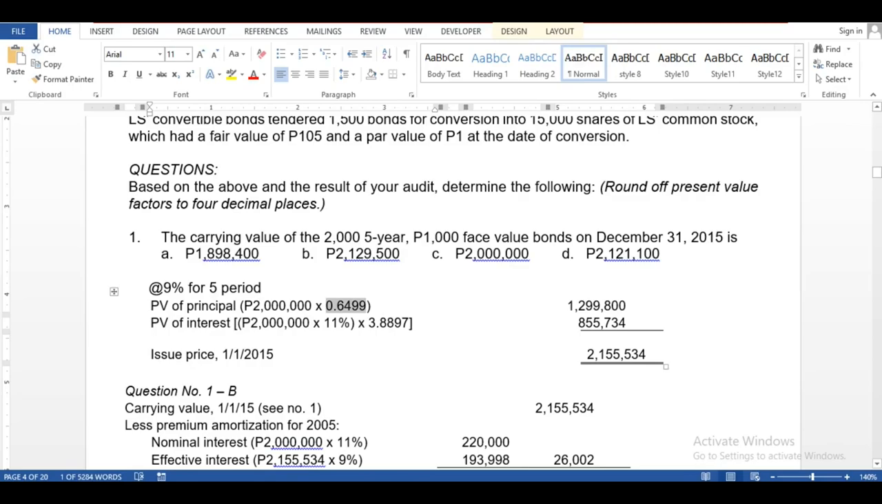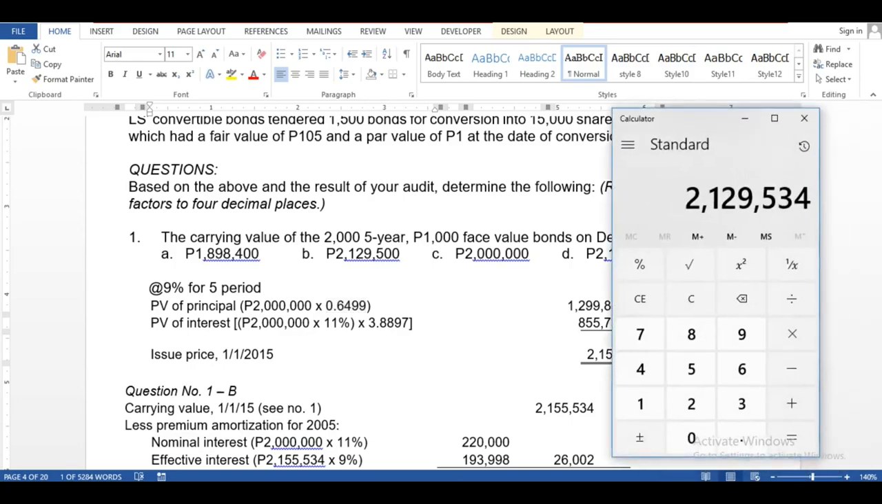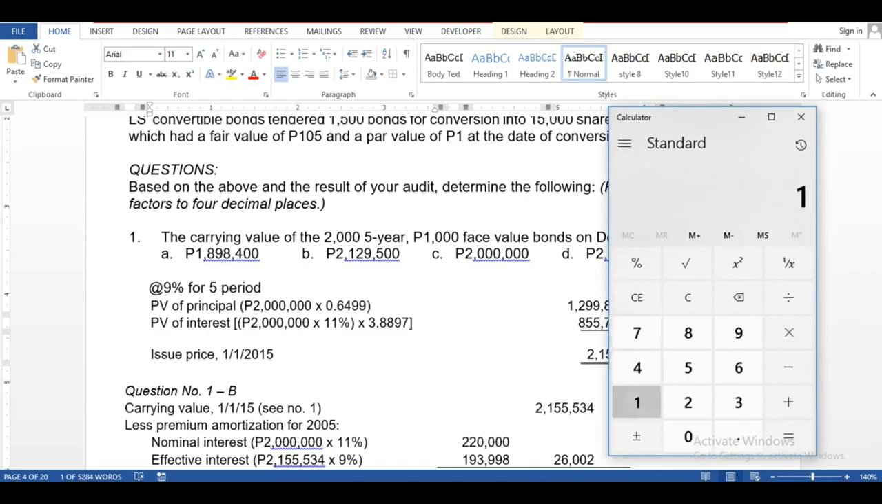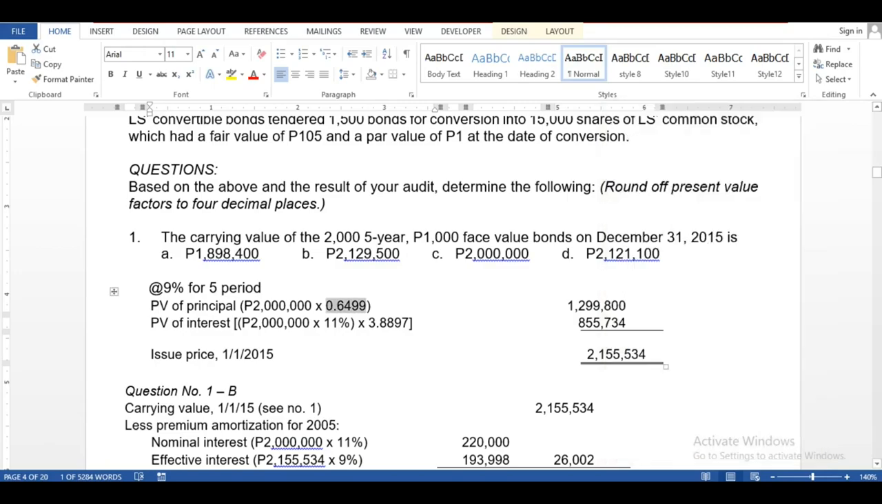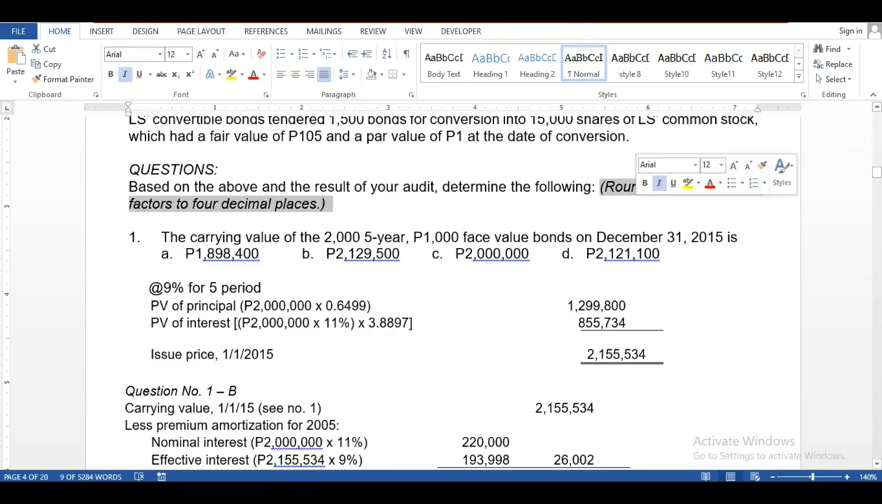So 0.6499. So how to compute for this one? You'll know this one already, no? So you do have 1 divided by 1.09, and this is for 5 periods, no? So the exponent is 5 times. So 1, 2, 3, 4, 5. So you have 0.6499. Why 0.6499? Because it was stated here, or why 4 decimal places? Because it was already stated here in the problem: do not round off your answer, for 4 decimal places.